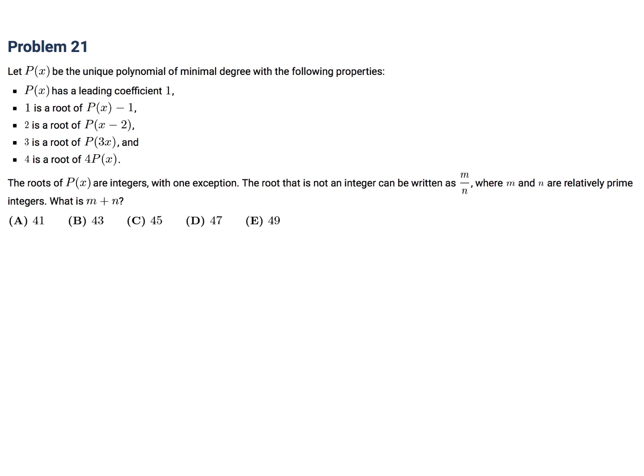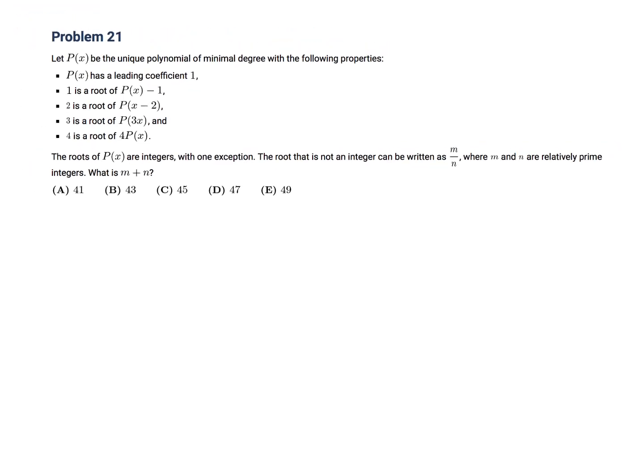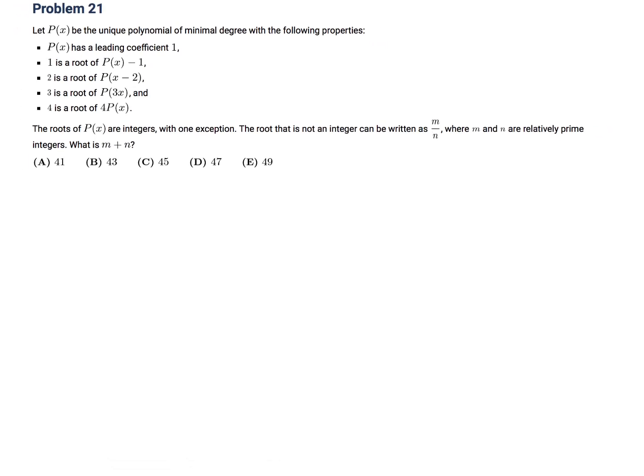The roots of p(x) are integers with one exception. The root that is not an integer can be written as m over n. What is m plus n? Let's break down all the information they gave us into some sort of usable format.